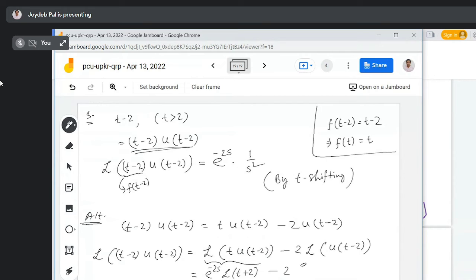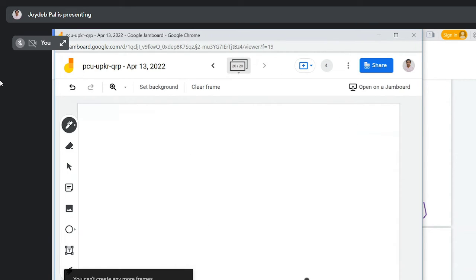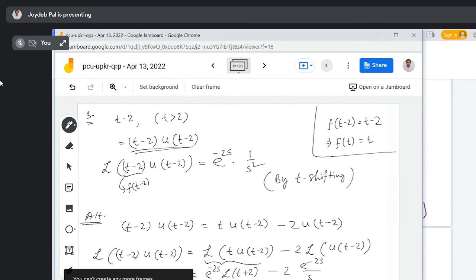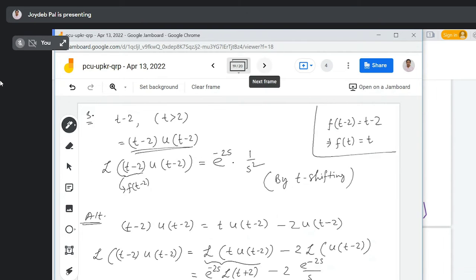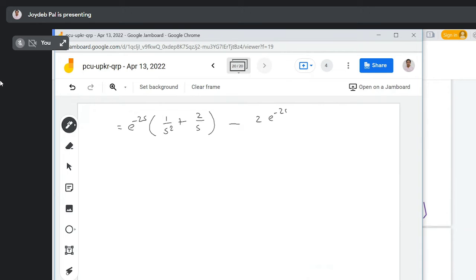So 2 into e to the power minus 2s by s. Simplify the first part, e to the power minus 2s. What will be the Laplace transform of t plus 2? In both parts, the Laplace transform of t will be 1 by s square plus the Laplace transform of 2 will be 2 by s, minus 2 into e to the power minus 2s by s. So one term will cancel, so ultimately what will remain? 1 by s square.